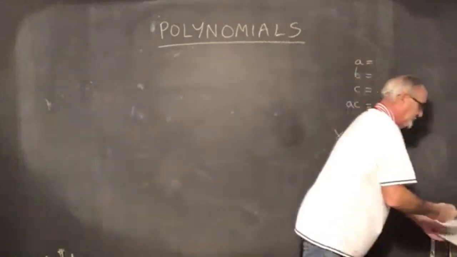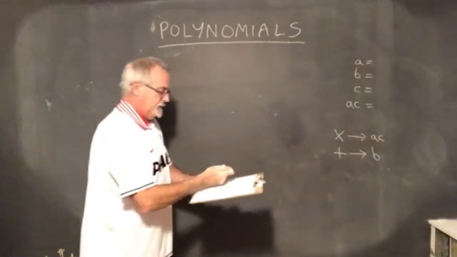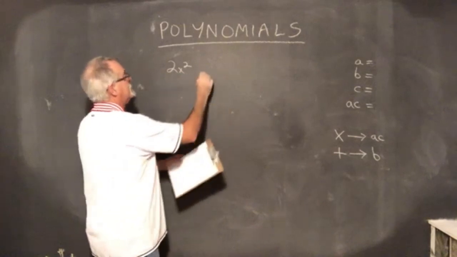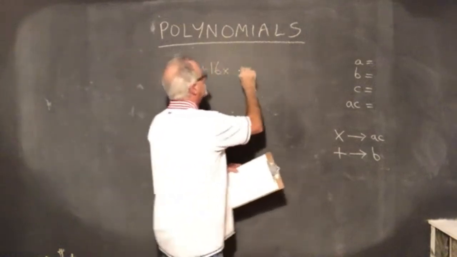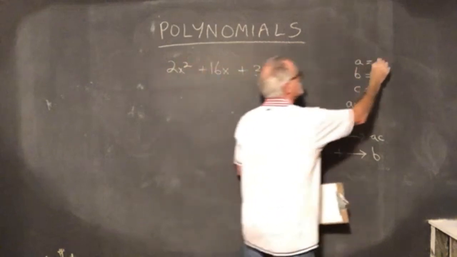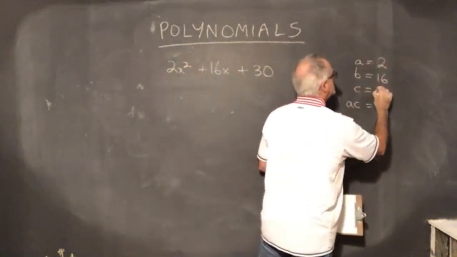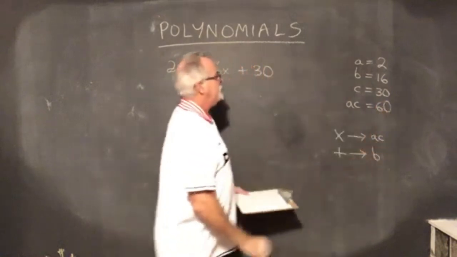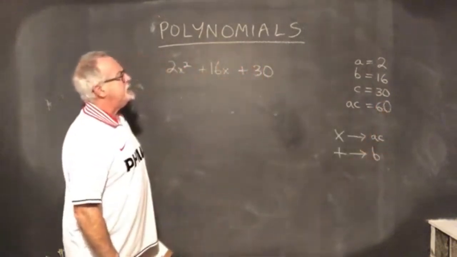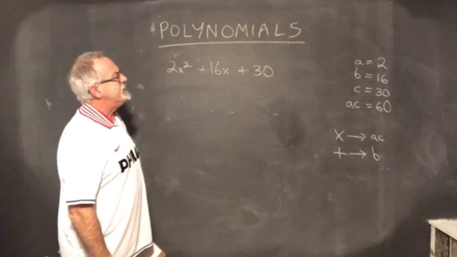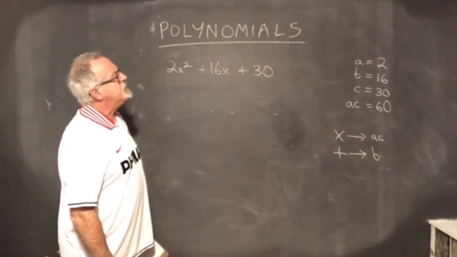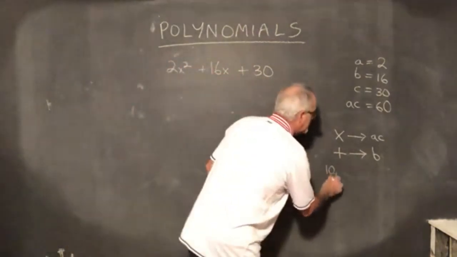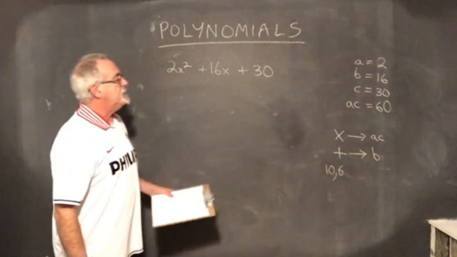Second last example for the lesson. 2x squared plus 16x plus 30. A is 2, B is 16, C is 30, AC is 2 times 30, AC is 60. What two numbers multiply to give 60 and add to give 16? Oh, 10 and 6. 10 and 6. It's working. Yes, it is. 10 times 6 is 60. 10 plus 6 is 16.